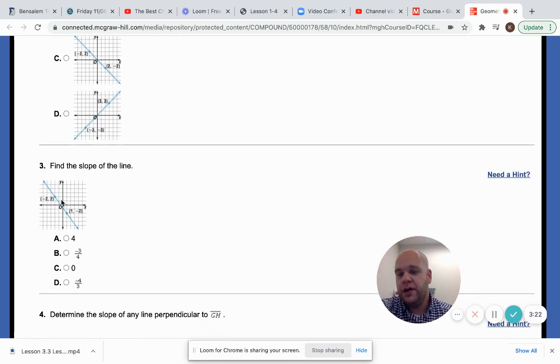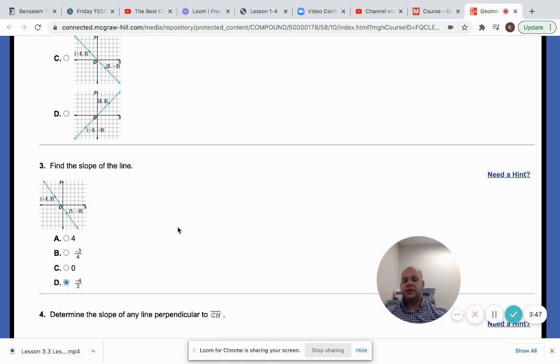Okay? For this one, we could count it. Remember, it's rise over run, so it looks like it's going down. So it's 1, 2, 3, 4. It goes down 4. So we know that it's negative 4 on the top. And then it goes to the right 1, 2, 3. So it'd actually be negative 4 over 3. So I'm going to say it's D.